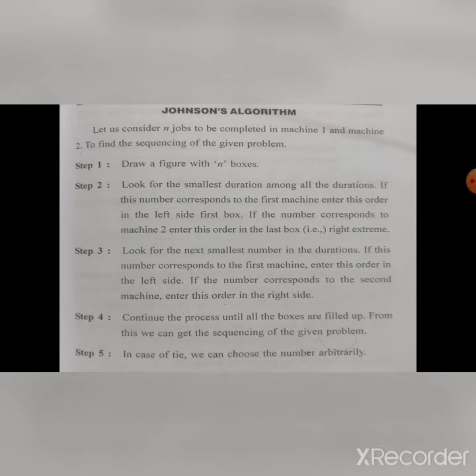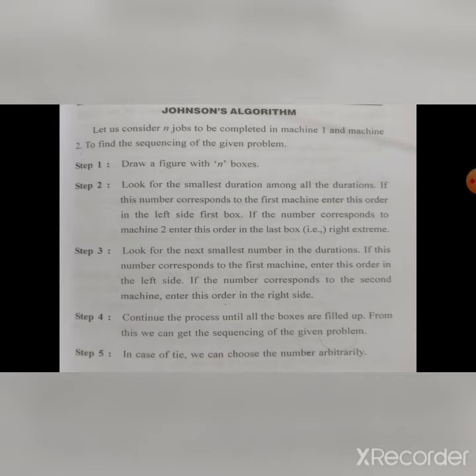The same process. After completing the third job, you have to come with the next job. So you have to search for another smallest duration. So the next smallest duration you have to find out. If that belongs to machine 1, you should enter it on the left hand side. If that belongs to machine 2, you should enter it on the right hand side. Continue the process until all the boxes are filled.